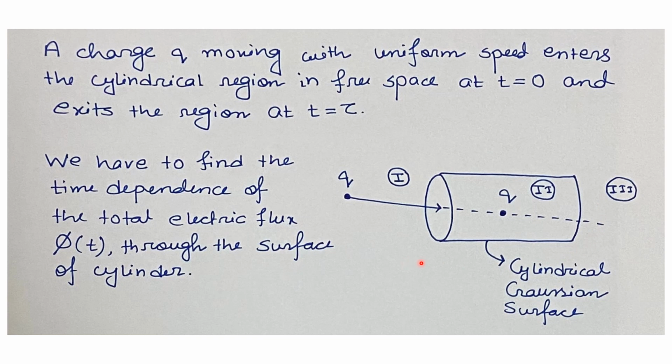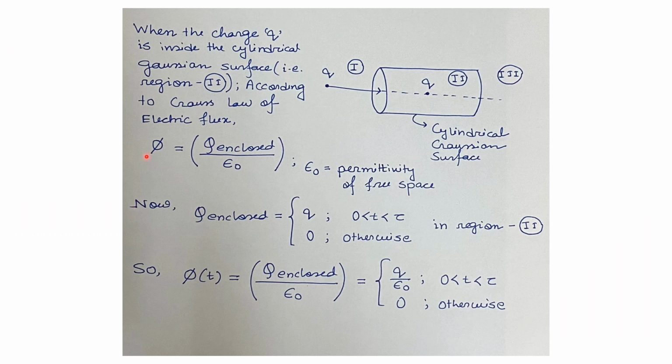Now we'll consider the Gaussian surface for this problem same as the cylindrical surface. When the charge q is inside the cylindrical Gaussian surface, that is in region 2, according to Gauss law, the electric flux is equal to the charge enclosed by this cylindrical Gaussian surface divided by epsilon naught, where epsilon naught is the permittivity of free space.